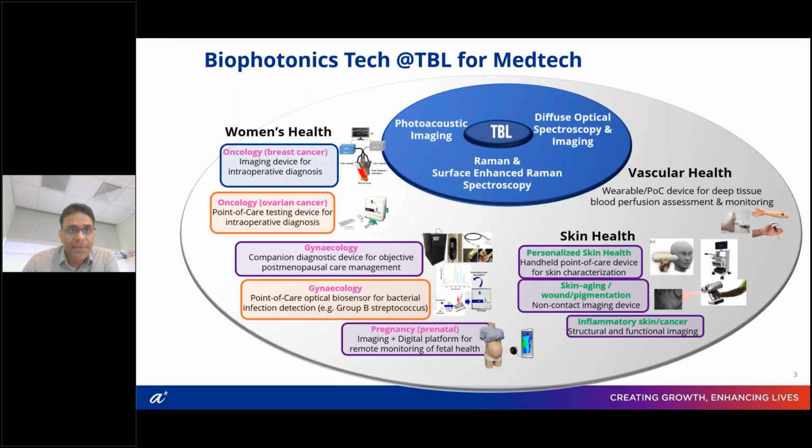Our lab, specifically the Biophotonics Lab, is developing photoacoustic imaging, diffuse optical spectroscopy and imaging, and Raman and surface-enhanced Raman spectroscopy for various applications of national importance in women's health, skin health, and vascular health. In today's talk, I'll be concentrating on our skin health research activity, specifically using RSOM for inflammatory skin diseases.